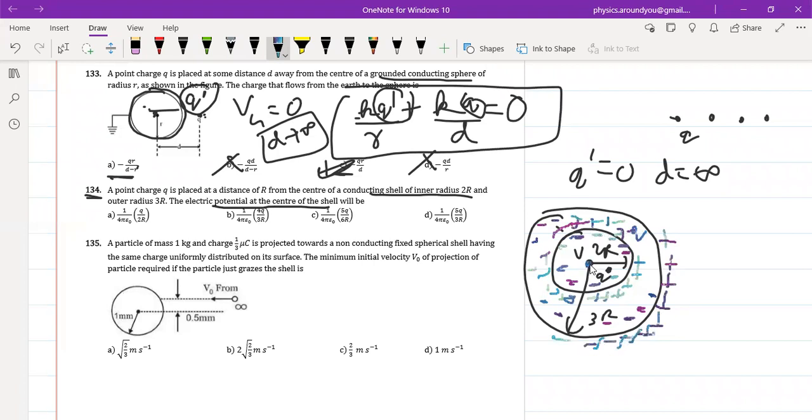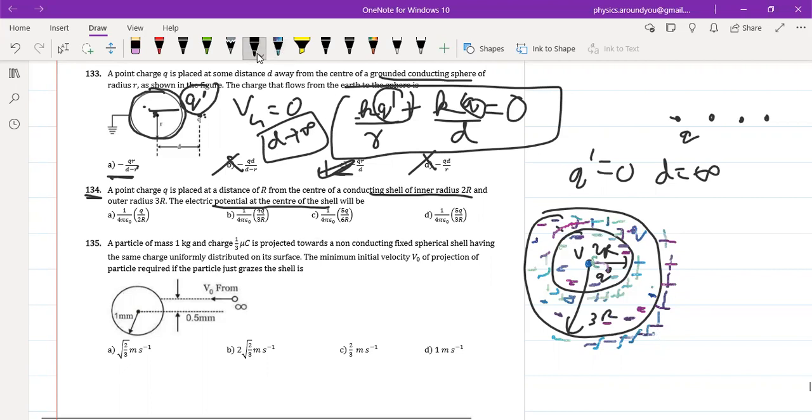Total potential at this point is the sum of potential due to this charge Q, the inner negative charge, and the outer plus charge. So there are so many terms. Okay. So, well, that is a task. So we use the superposition principle to arrive at the answer of question number 134. Wow.